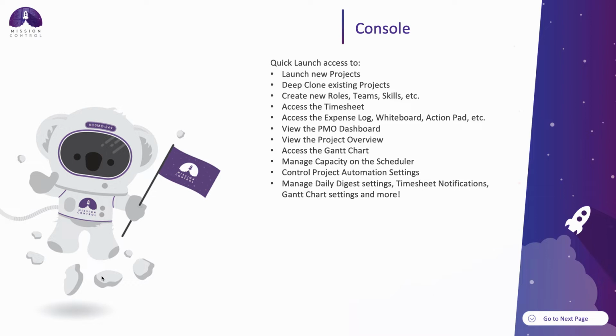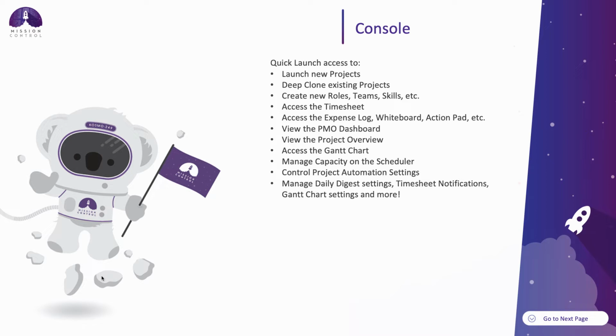The progress pad within the console allows you to navigate to important tools like the whiteboard and timesheet, action pad, and so on. In addition to the previously stated, the console also gives you access to plenty of tools to track and manage project performance, like the PMO dashboard, the role utilization report, and Gantt chart. Lastly, the console is the place to update all of the administrative settings within Mission Control. This is where you would override individual user settings, and we'll get a little further into that as well.